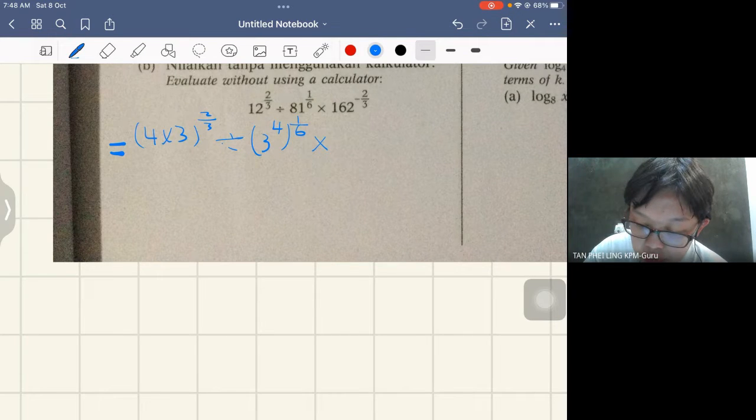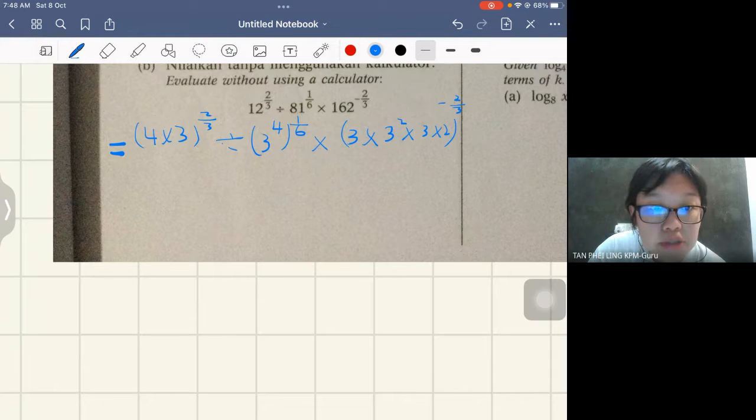So 3 times, 3 times. So it becomes 54, right? Divide by 3, 54. Yes, 54 can be further divided with 9, 6, 54. So another 3 power 2, 9, and 6 will be 3 times 2. Do you get me? Negative 2 over 3. All right, so I write down first.